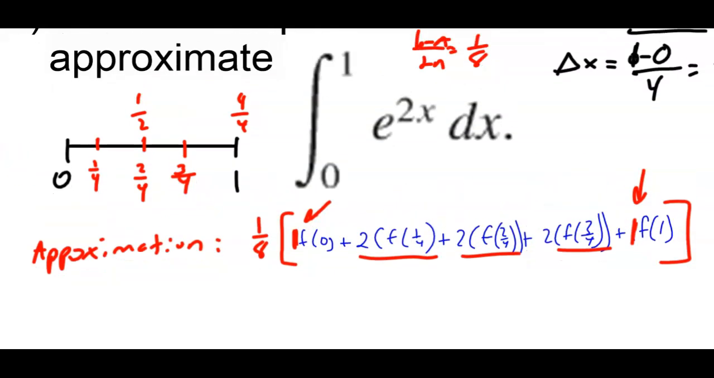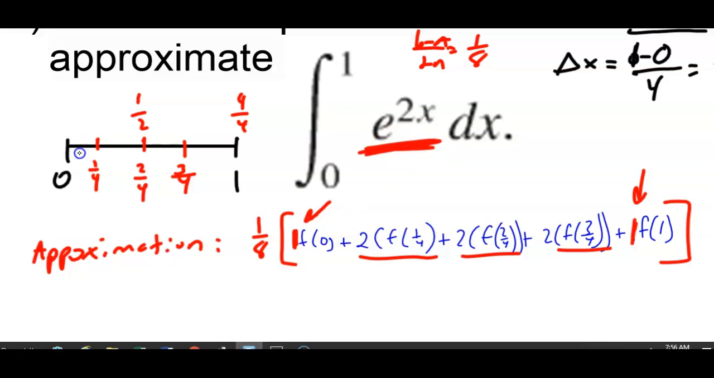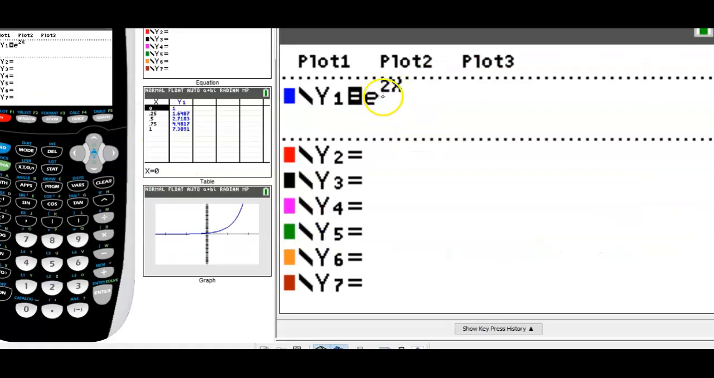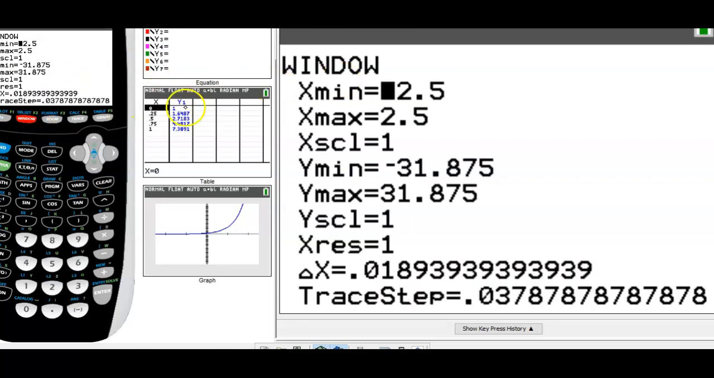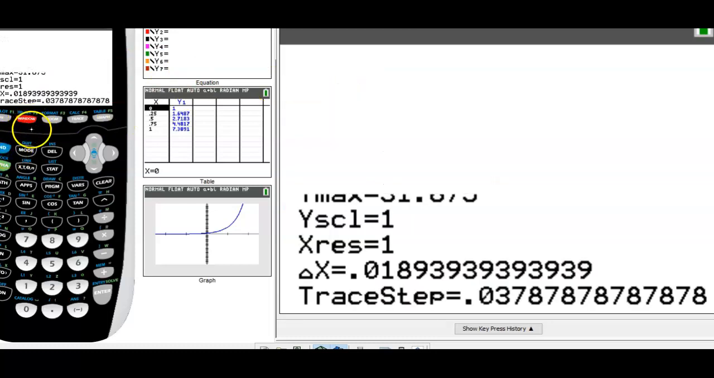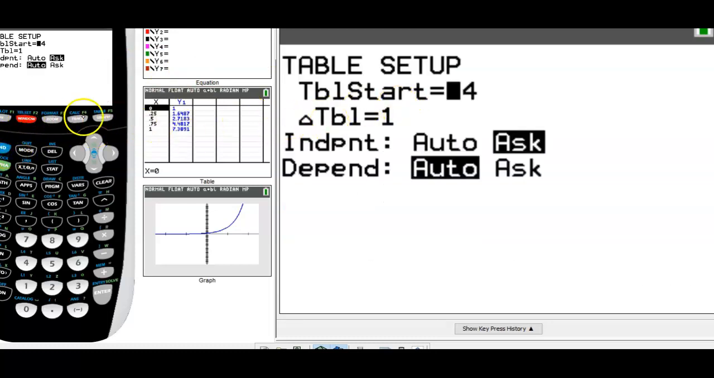So now we're going to let our calculator do some work for us. So let's go ahead and plug this function into our calculator. So there's our function right there, e to the 2x. Now, before I graph it, I want to go over here to window, second window, because I want table set. I want to change this from auto to ask because I'm looking for specific values.